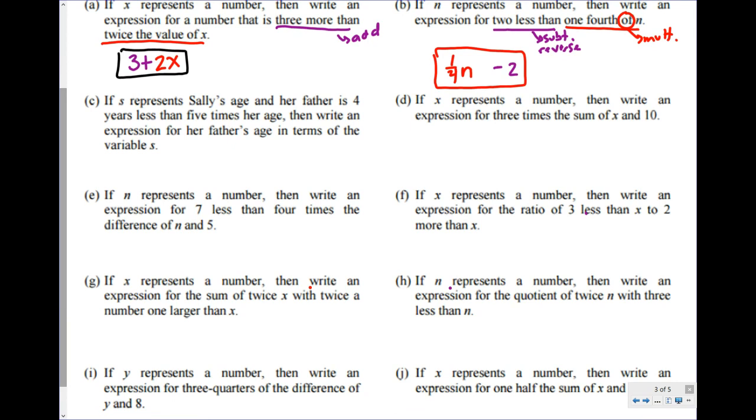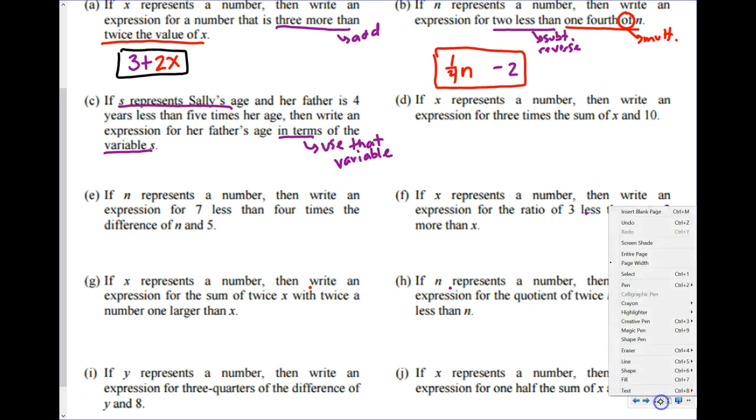Alright, letter C. If S represents Sally's age and her father is 4 years less than 5 times her age, then write an expression for her father's age in terms of the variable S. Now that sounds like a nightmare. So let's break it up piece by piece. The first piece, I'm going to say that S is Sally's age. And this problem wants me to write it in terms of s. This in terms means use that variable.